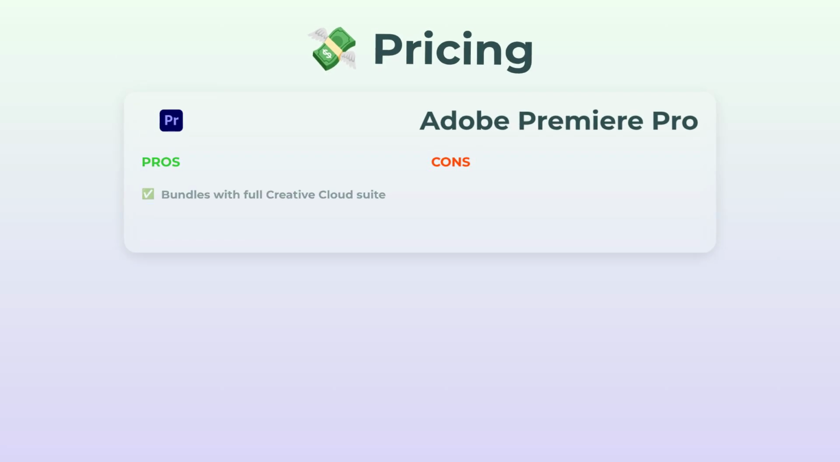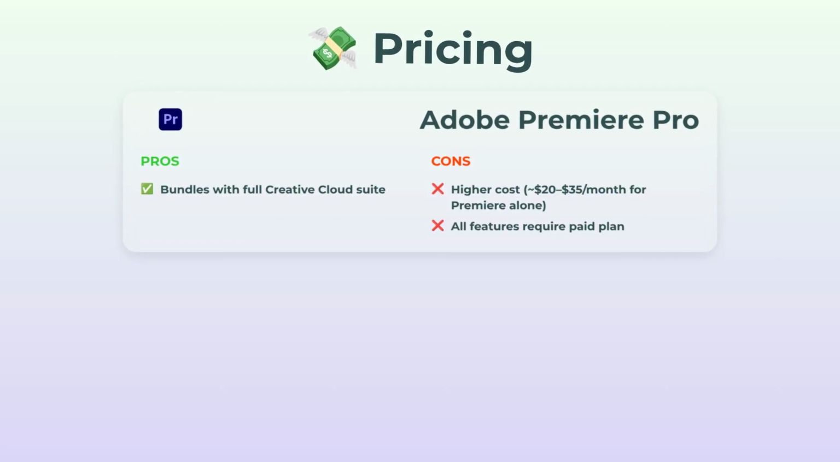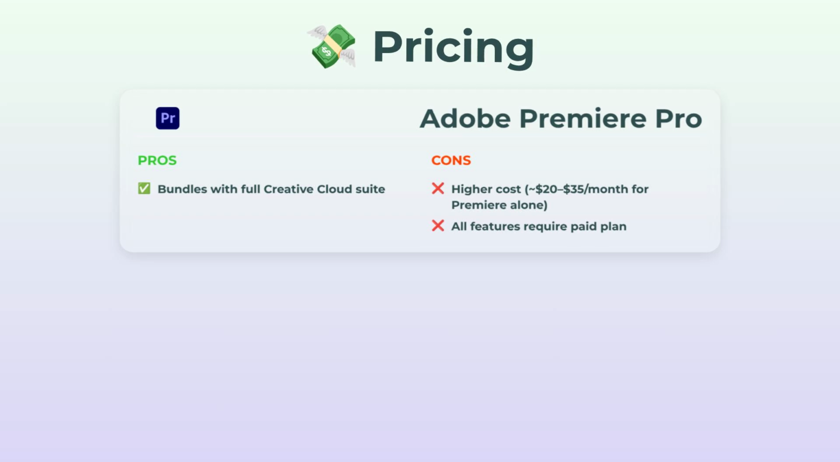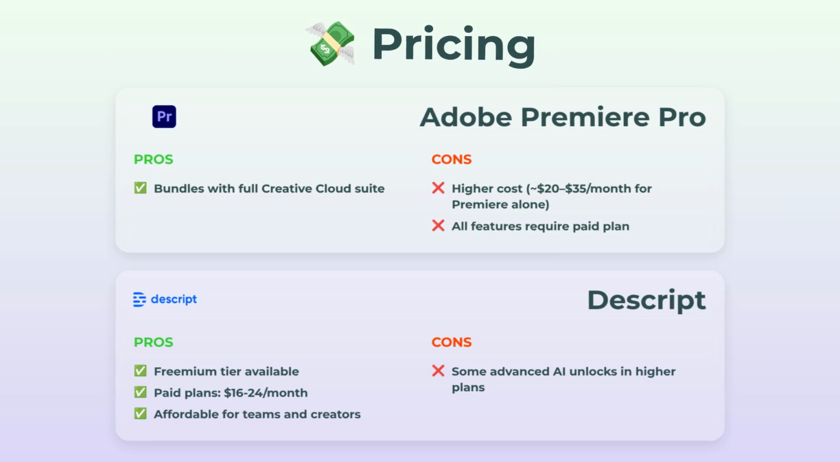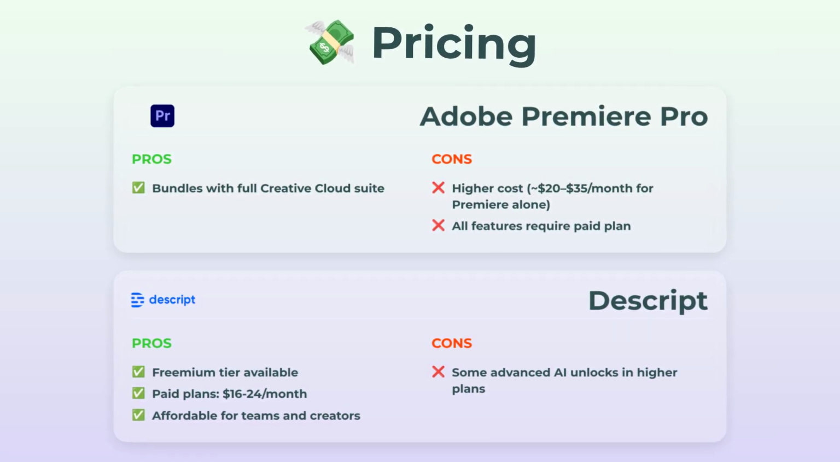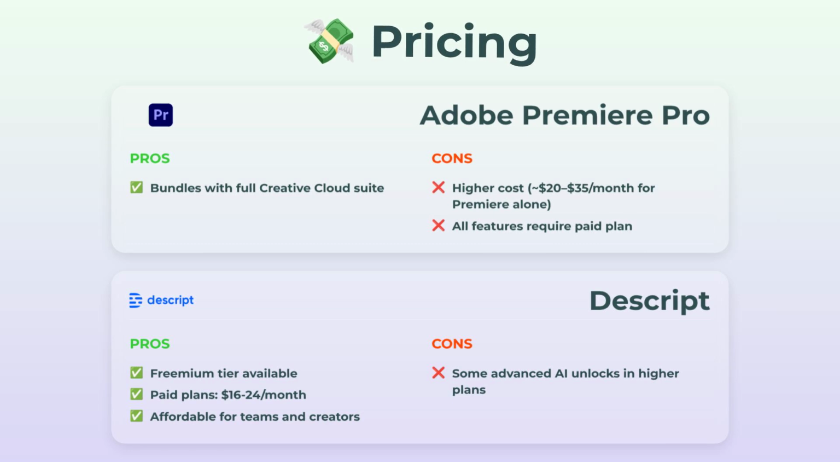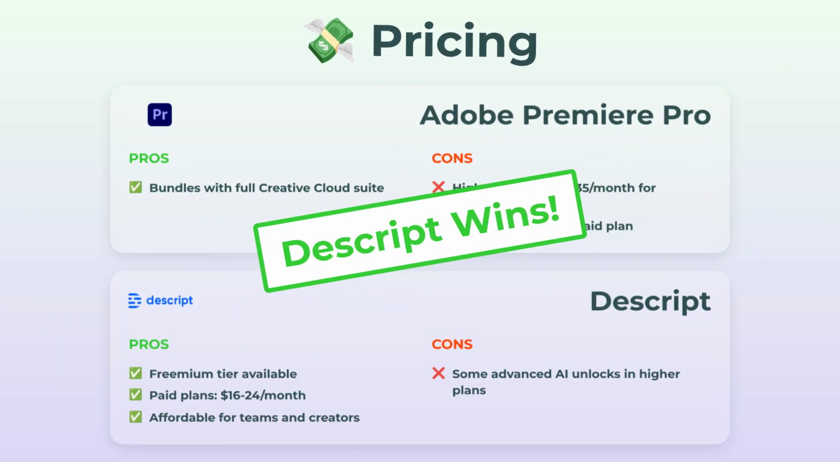Let's talk pricing. Premiere Pro, not gonna lie, can get pricey. Unless you're already all in with Adobe's Creative Cloud, you're probably paying upwards of $20 or $35 a month just for Premiere. Every feature is locked behind the paywall. Descript, though, there's a free tier. And even the paid plans top out around $24 a month. That's way easier on most creators' budgets. Plus, the team pricing is actually affordable. Sure, you need a paid plan for those advanced AI tricks, but overall, Descript totally wins on cost.